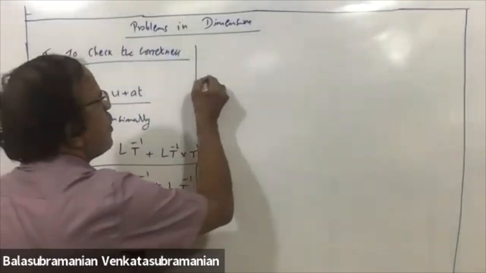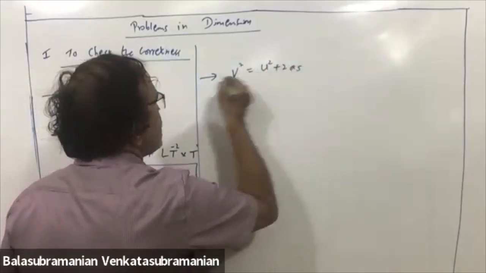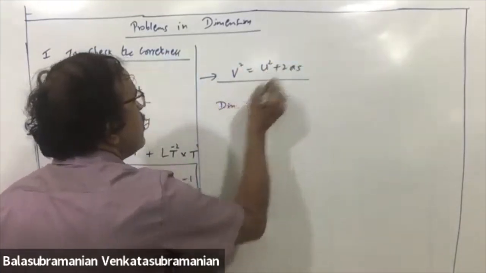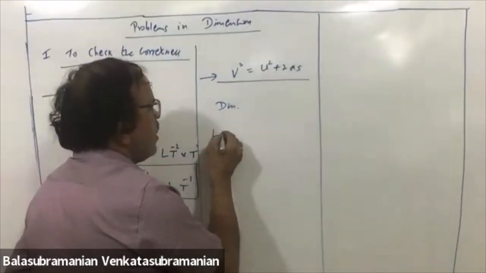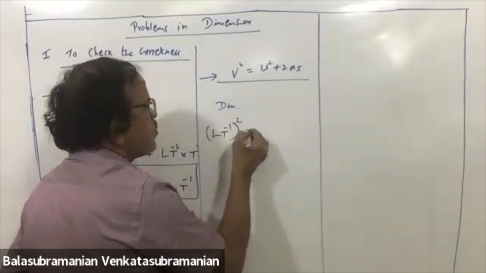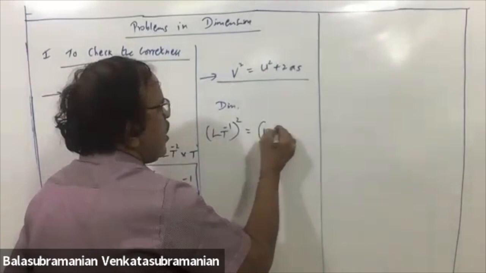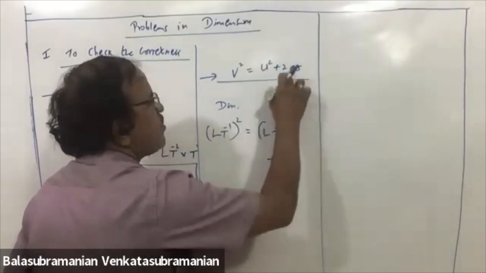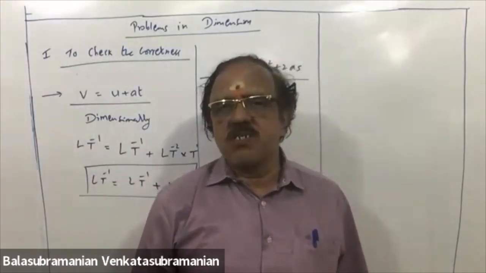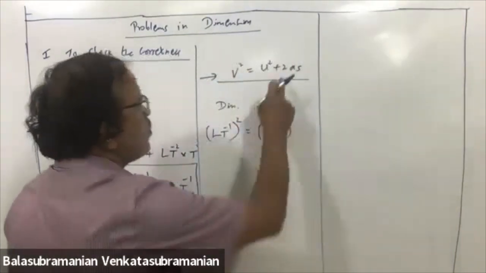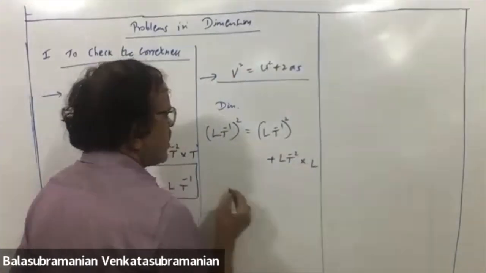Second, V square is equal to U square plus 2AS. Dimensionally, velocity left hand side LT power minus 1 the whole square, U LT power minus 1 the whole square. There is no dimensional formula for constants. So ignore 2. A is acceleration, S is displacement.